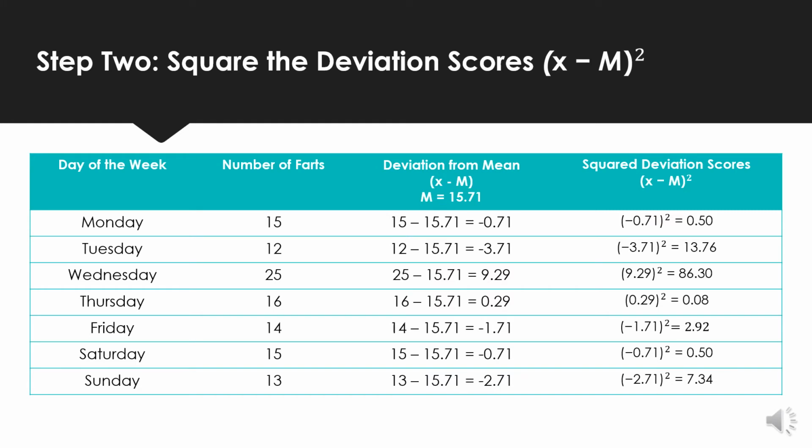Now we can square the deviation scores. When we square the deviation score for Thursday, for example, we get 0.08. When we square the deviation score for Wednesday, we get 86.30.